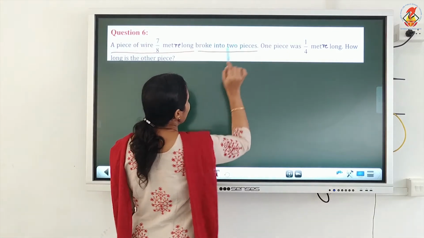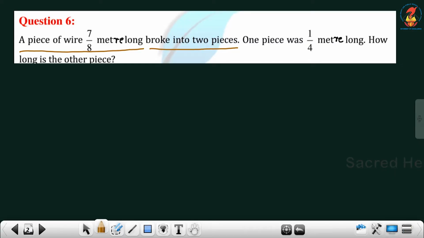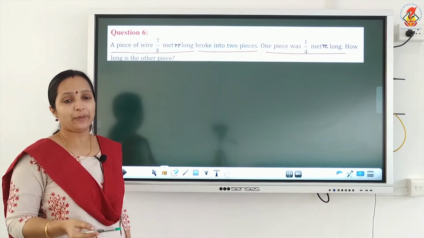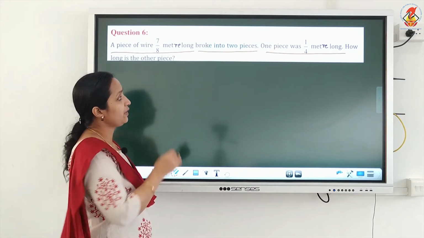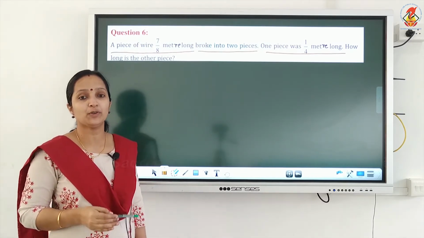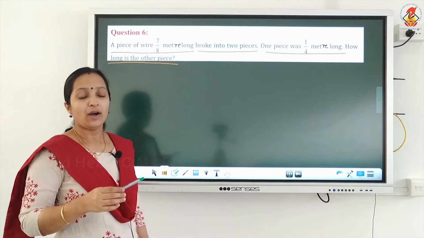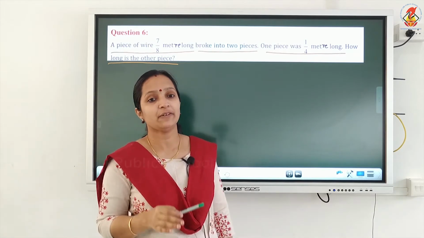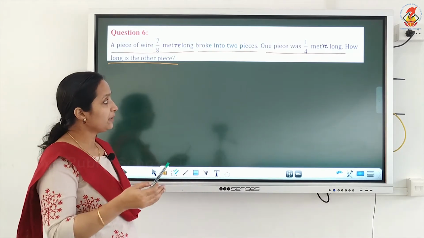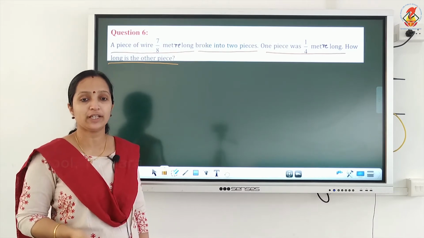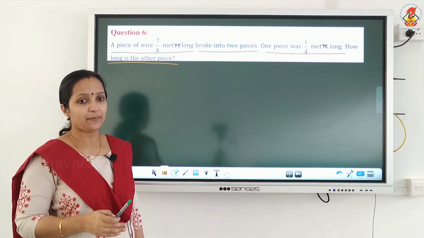Broke into two pieces. One piece was 1 by 4 meter long. So that 7 by 8 meter long wire broke into two pieces, and it is already given that one piece was 1 by 4 meter long. So how will we find the length of the other piece? Out of total length 7 by 8 meter, one piece is 1 by 4 meter. You have to do subtraction.